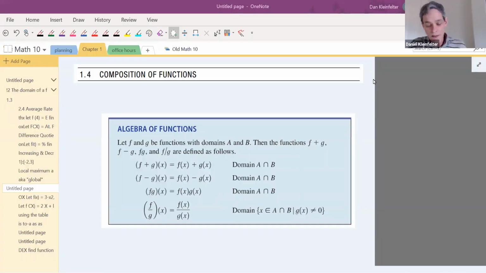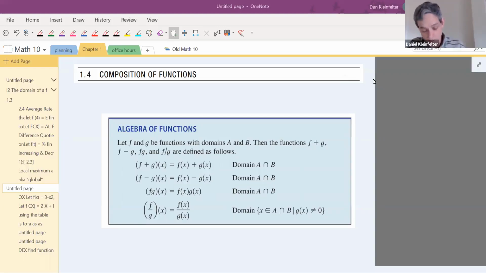Welcome back, everybody. This is the first of two sections where we talk about how to make new functions out of functions we already have. In this section, we'll look at how to combine functions using addition, subtraction, multiplication, and division, and then also something called function composition, or composition of functions, which is the title of the section.